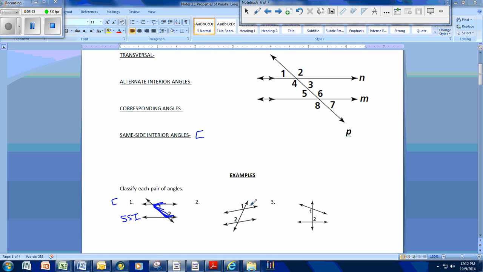If we go to number 2, angle 1 and angle 2 make a letter F. It's upside down, but it's still the letter F. And to review, corresponding angles make those letter Fs. So angles 1 and 2 would be corresponding. Finally, we have example 3 here. If I highlight angle 1 and angle 2, you can see they make the letter Z. Alternate interior angles make the letter Z. So those are alternate interior angles.